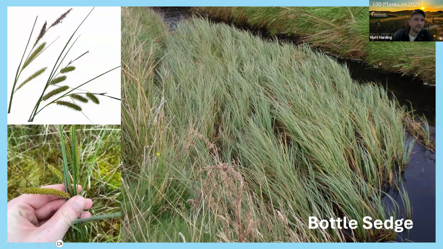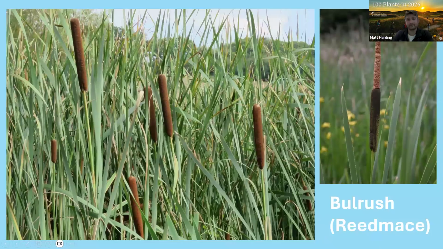Looking here on the left, these are the male spikes, these two up here, and the female spikes lower down, female here, male here. So they look different. And the name bottle sedge comes from the fruits here on the female, which is shaped a bit like a bottle-shaped flask like that. So yeah, bottle sedge, very common species.